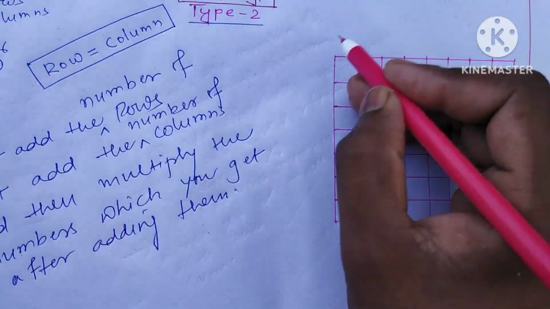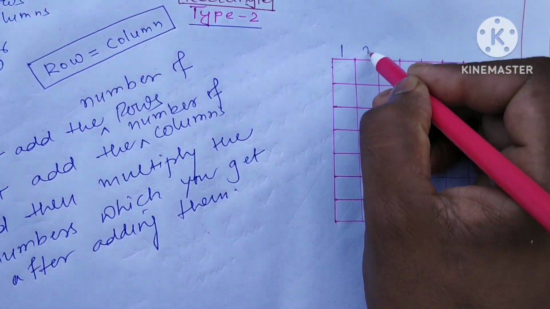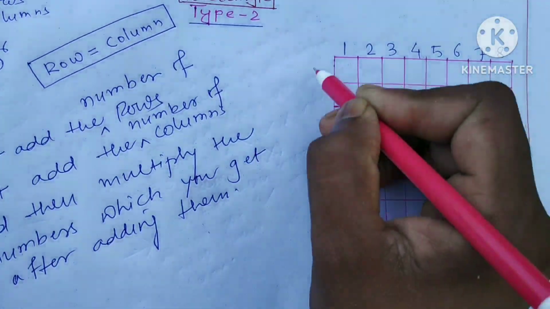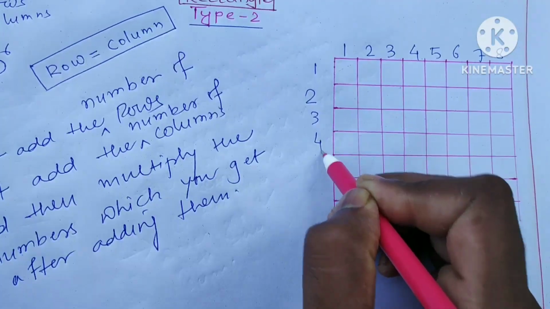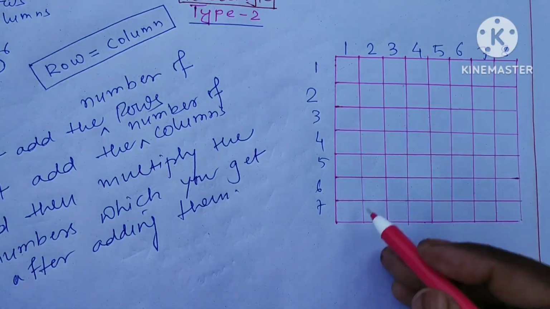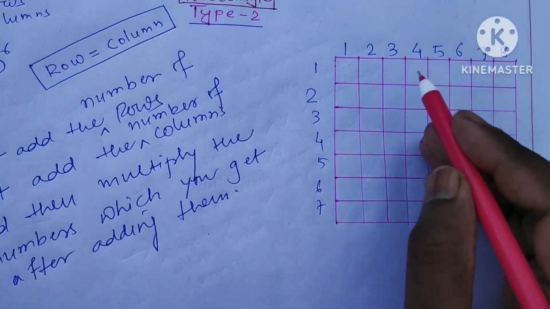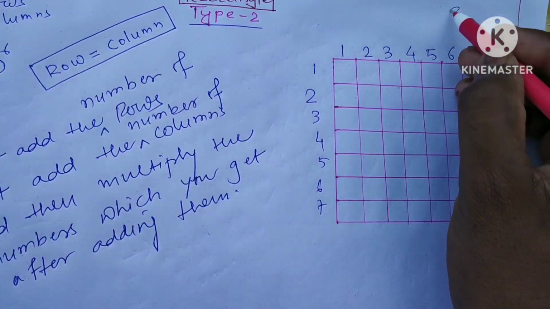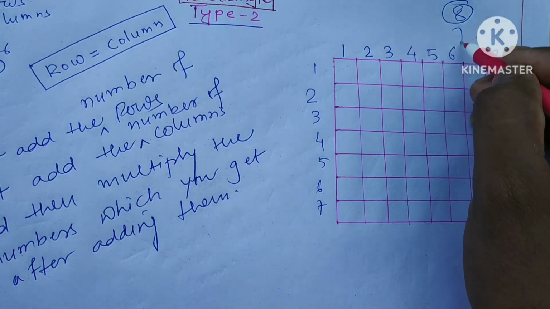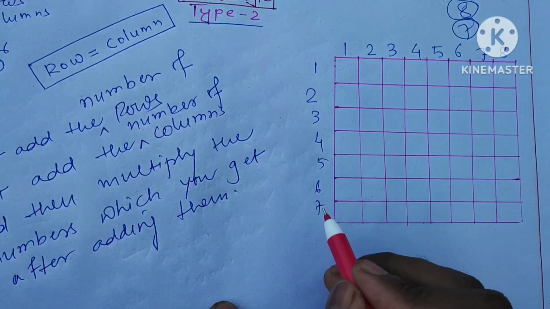Okay, so what is the number of rectangles in that figure? Just count the rows and columns. 1, 2, 3, 4, 5, 6, 7, 8. 1, 2, 3, 4, 5, 6, 7. So look, the number of rows is 8, but the number of columns is 7.